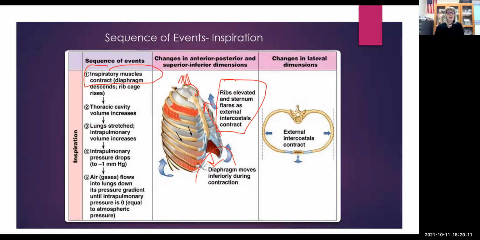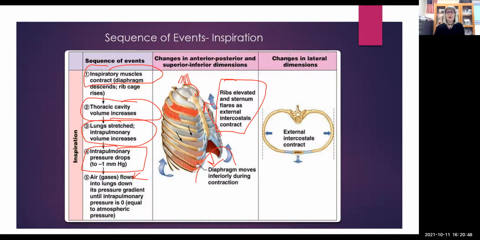The diaphragm descends, the rib cage rises, the thoracic cavity increases, the volume of the lungs increases, the lungs stretch, the intrapulmonary volume increases, and the pressure drops to -1 millimeter mercury. Air flows in, and we go down the pressure gradient. Oxygen goes from higher pressure outside to lower pressure inside, down that concentration gradient of gas, down that pressure gradient of gas, and air flows in.